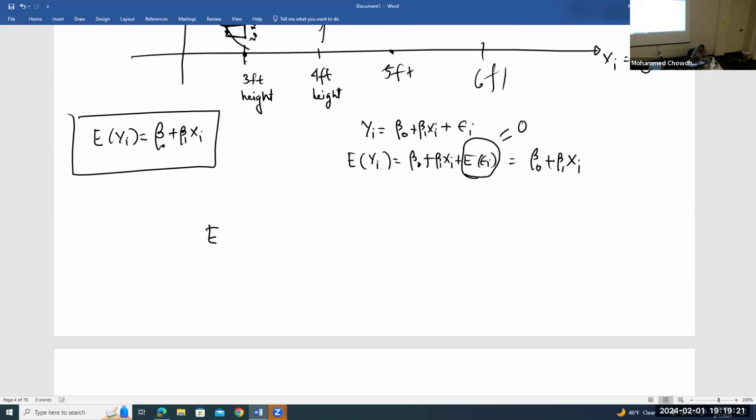Okay, expected value of 5 equals what? 5. Why? 5 is a fixed constant. So beta 0 is a constant, beta 1 is a constant, and x is fixed, as I just mentioned. Yeah, thank you. That is a good thing. If you ask me questions, that means it is a good question.